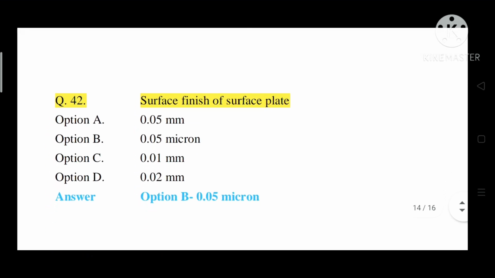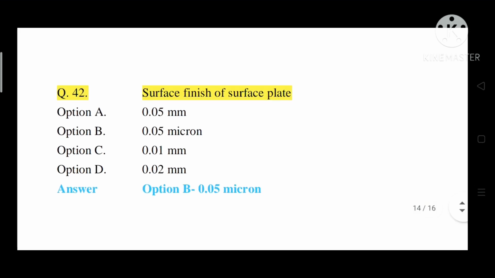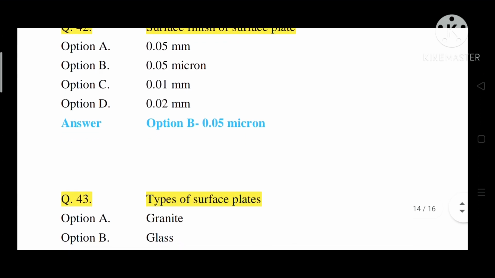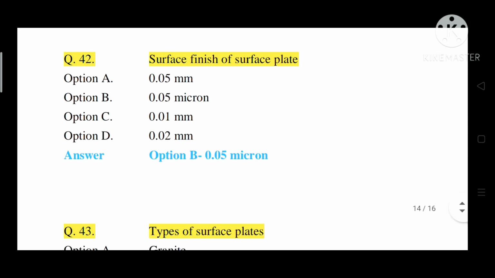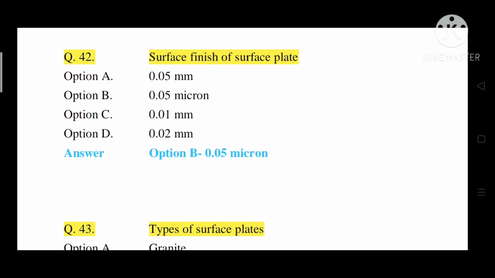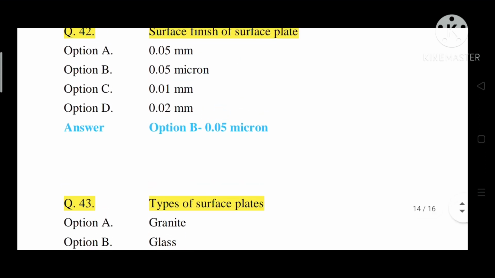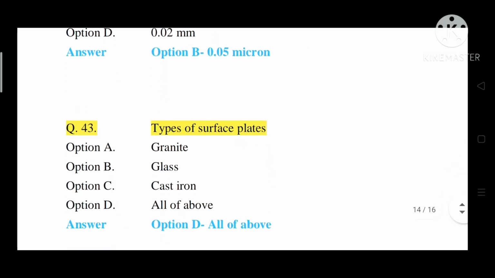Question number 42. Surface finish of surface plate. Option A 0.05 mm, option B 0.05 micron, option C 0.01 mm, option D 0.02 mm. So correct answer is option B, that is 0.05 micron. Again, the surface plate, you can take example of granite surface plate whose dimensions are 630 by 630 mm, and on its total consecutive points of material, you can see the surface finish is maintained up to 0.05 micron, and that surface plate is used for a reference measurement purpose.